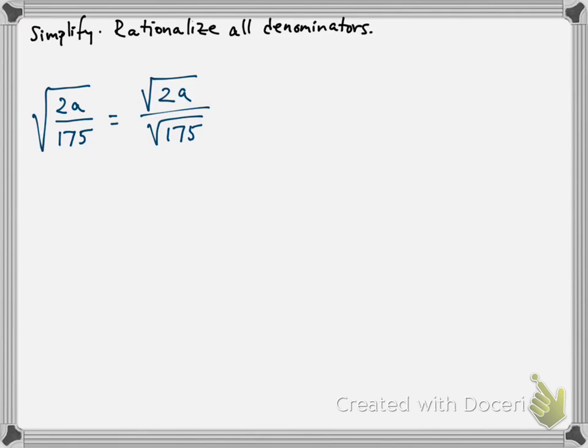square root of 175. And now when I want to simplify this, I'm looking for perfect squares that I can pull out of the square root. So I can't do anything to the top, but I notice that 175 is 25 times 7, and 25 is a perfect square. So the square root of 25 is 5, so I pull that out of the square root on the bottom, and I'm left with the square root of 2a over 5 times the square root of 7.